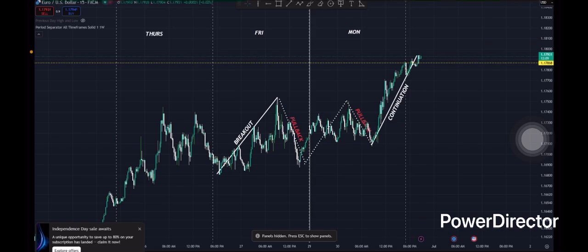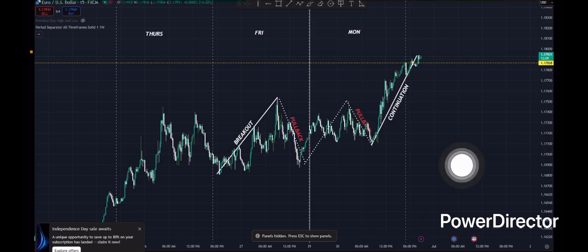So here we're looking at the euro dollar currency pair on a 15-minute time frame. And you can see we're looking at Thursday, Friday, Monday as our 3 days. So Thursday breaks the high of Wednesday, Friday breaks the high of Thursday, and then eventually Monday breaks the high of Friday, and this happens in the New York session.